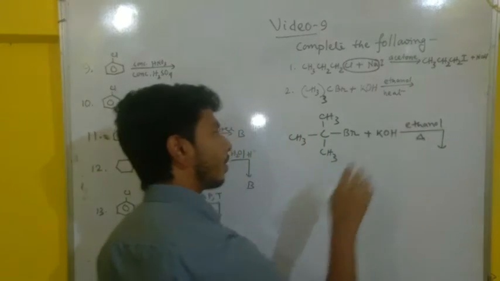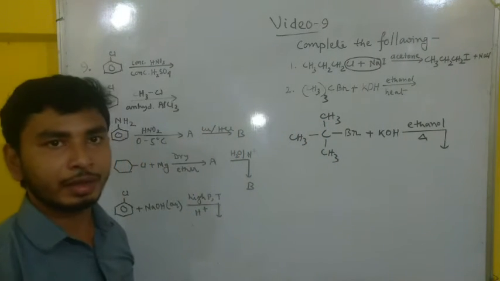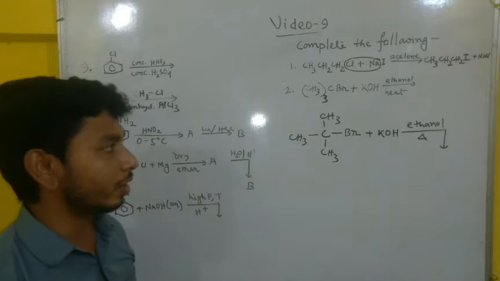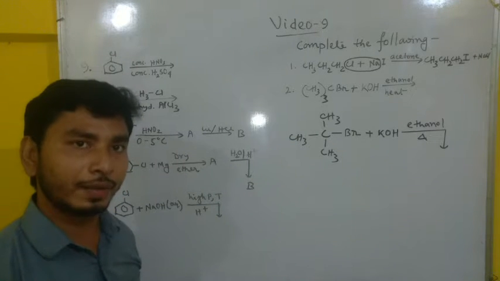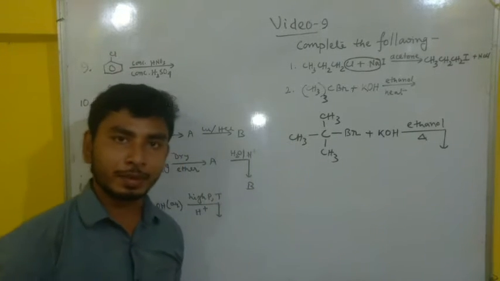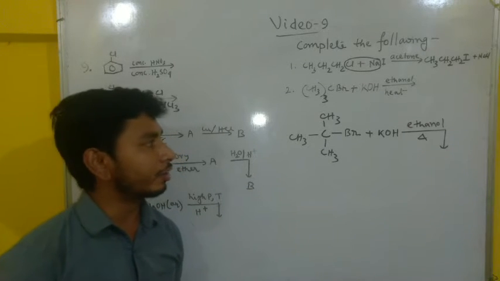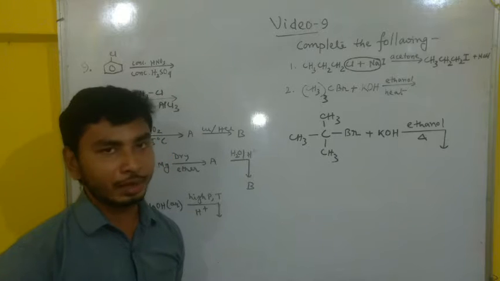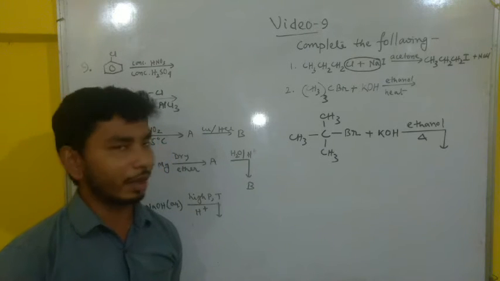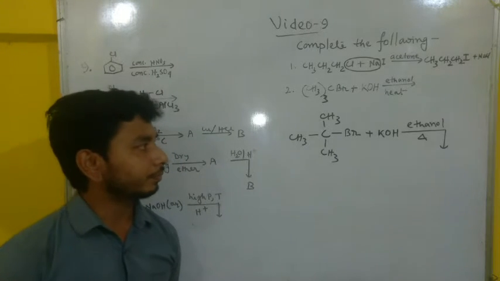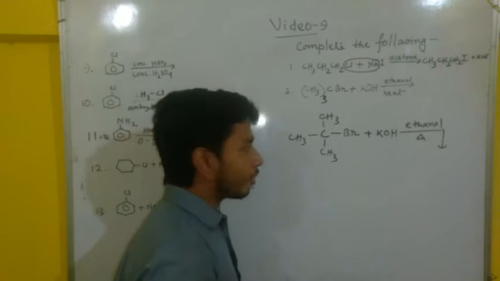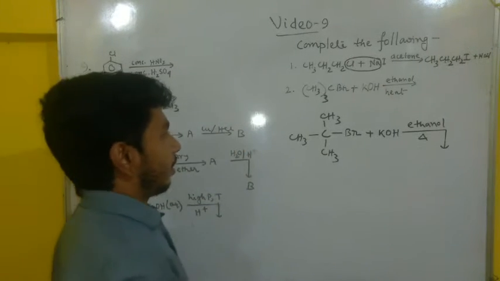So if we use alcoholic KOH, then the reaction is an elimination reaction. Aqueous KOH gives the substitution reaction. Alcoholic KOH gives the elimination reaction. Now what is the technique to write the product in case of elimination reaction?